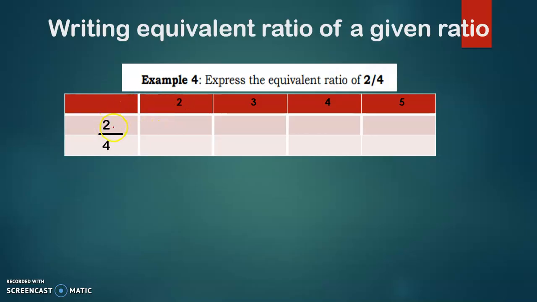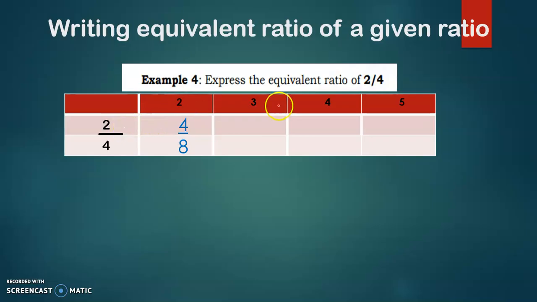Halimbawa ito. Okay. First equivalent ratio of 2 is to 4, i-multiply natin sa 2. That is 2 times 2, lahat ng quantity ha. Okay, 2 times 2 is 4. And then, 2 times 4 is 8. Kaya ang first equivalent ratio ng 2 is to 4 is just 4 is to 8. Okay? Pwede naman natin siya i-multiply sa 3.